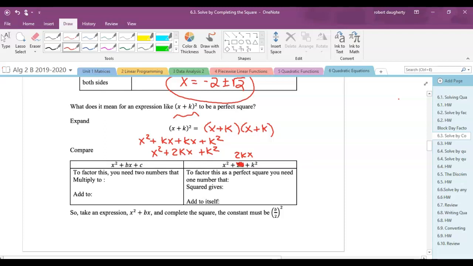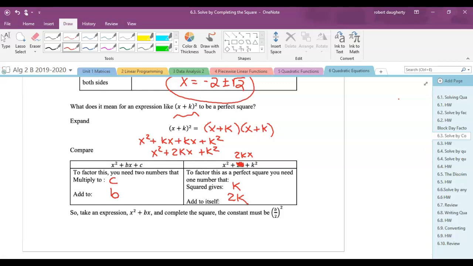I'm here, two numbers that multiply to give me C and add to give me B, okay? Now let's look over here. I don't need two numbers that multiply to give me k squared. I want a perfect square. I need one number that when you square it, you get what? K. And when you add k and k together, you get 2k, okay? So that's what I need for something to be a perfect square.